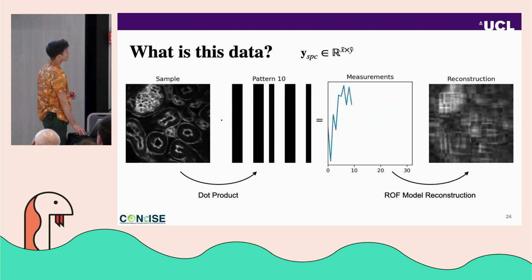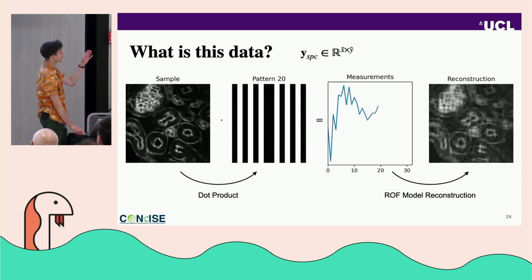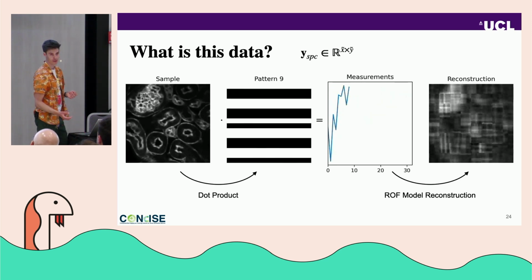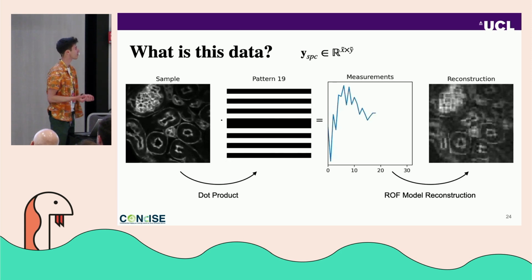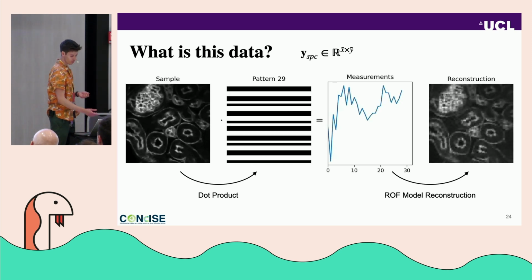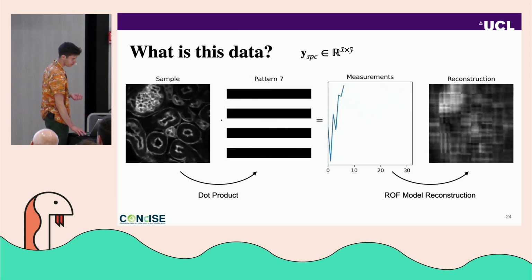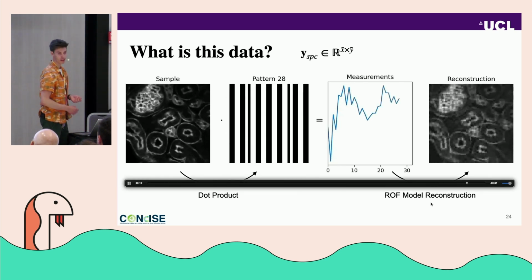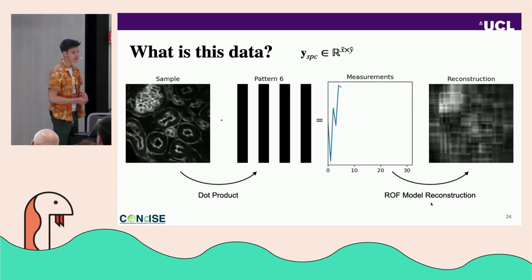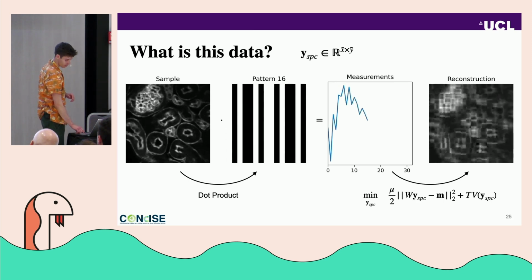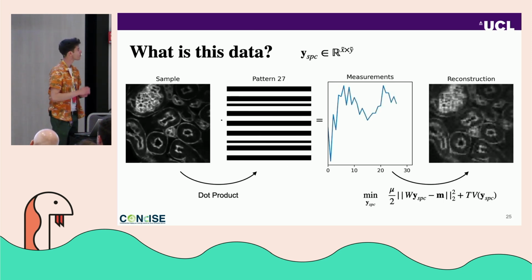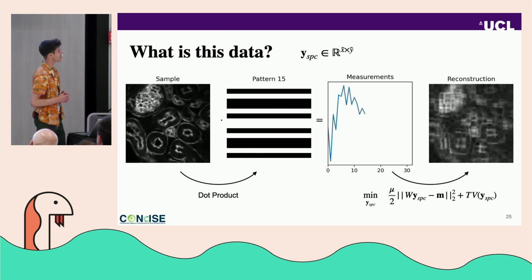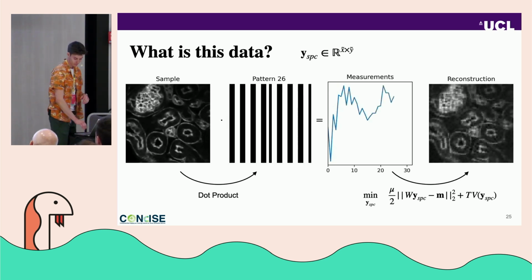So how does it work mathematically? The first thing that you have, the sample with the pattern, is a dot product. So the measurement itself is physically a dot product between the sample and the pattern. Then the way you reconstruct is with the Roth model. And this is the same thing that was used to get the first image of the black hole that we have. This is exactly the same mathematical problem.